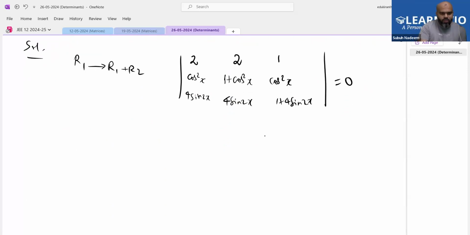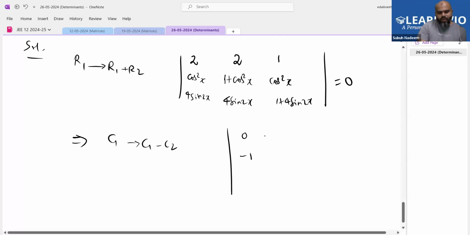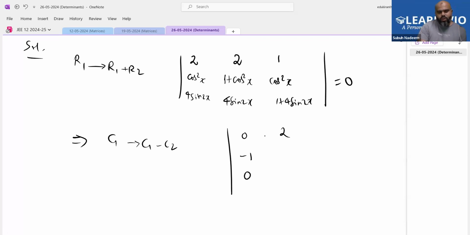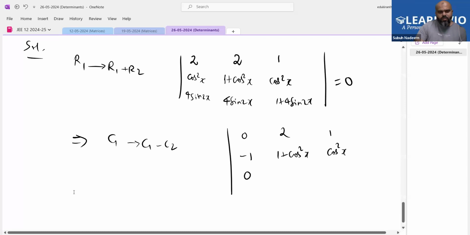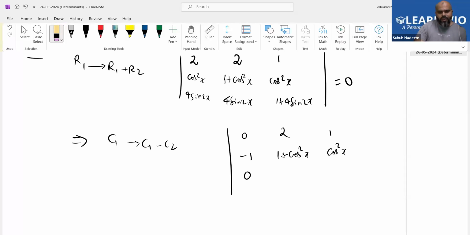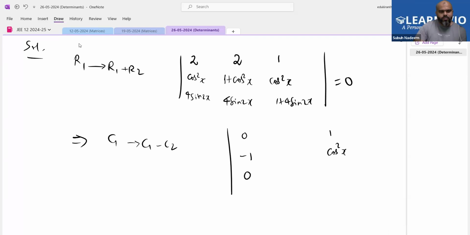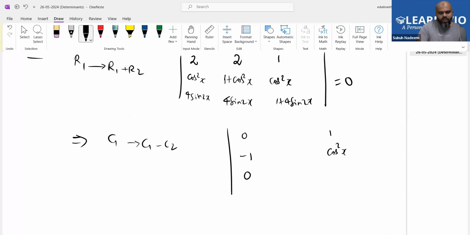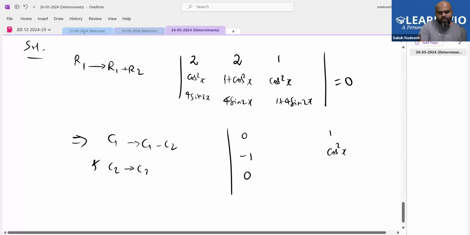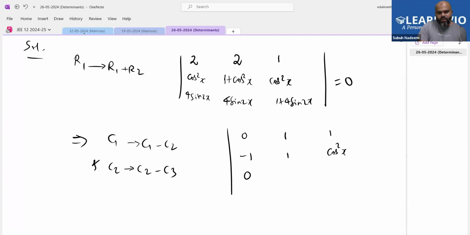Now, next we can take column 1 as column 1 minus column 2. So it will be 0, minus 1, and 0, and then 2, 1, 1 plus cos square x. One more thing we can do is apply column 2 minus column 3. So C1 as C1 minus C2 and C2 as C2 minus C3. So it will be 1, 1, and minus 1, and the last is 1 plus 4 sine 2x, is equal to 0.